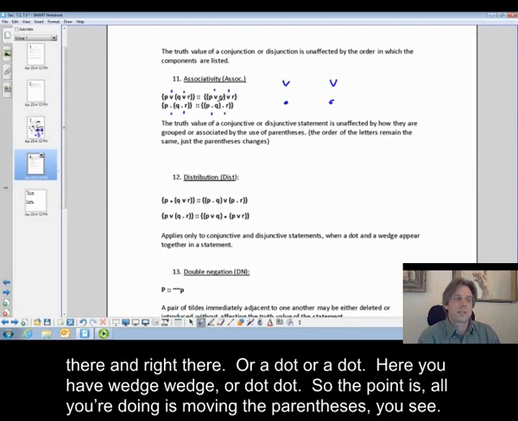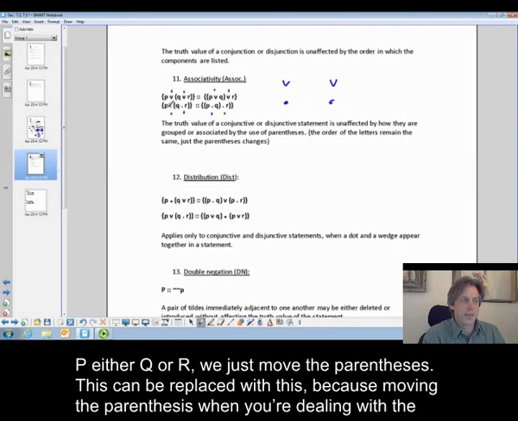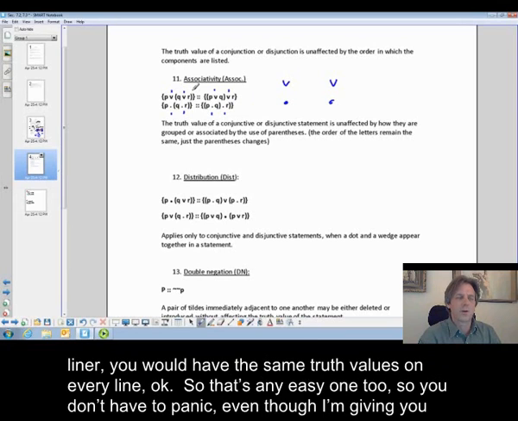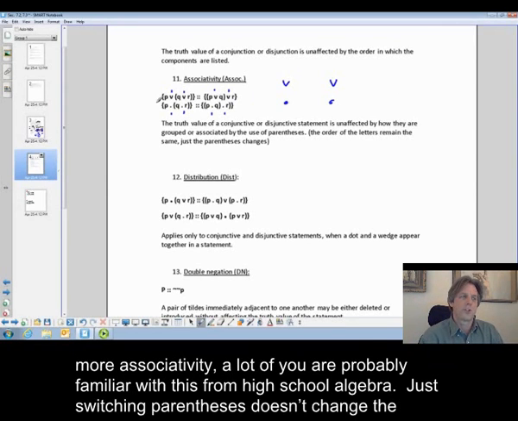So the point is, all you're doing is moving the parentheses. You see, P, either Q or R, we just move the parentheses. This can be replaced with this because moving the parentheses, when you're dealing with an operator appearing twice, doesn't change anything. They are logically equivalent. If I did a truth table, it would be an 8-liner. You'd have the same truth values on every single line, okay? So that's an easy one too, so you don't have to panic, even though I'm giving you more associativity.